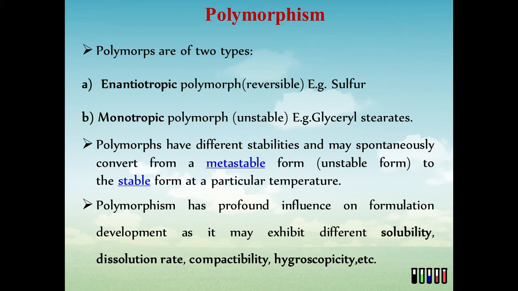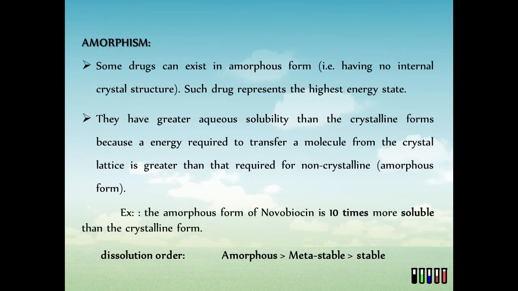Okay, then polymorphism has a profound influence on formulation development, and it may exhibit differences in solubility, dissolution rate, then compatibility, which is important if you are going for compression of drugs into tablets, because compatibility will also get altered due to polymorphism, and hygroscopicity. Okay, these are the various physicochemical properties that will change by polymorphism and ultimately affect your drug absorption process. Then amorphism.